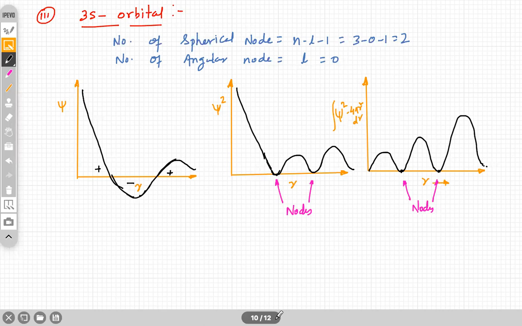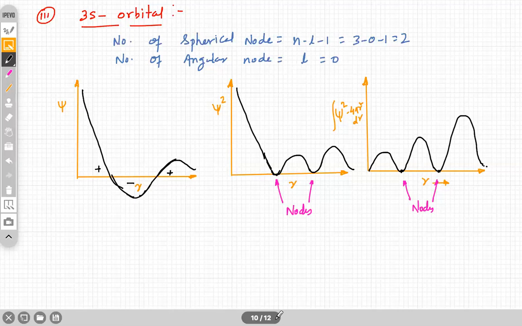What is the nodal plane for S orbital? Which S orbital you are talking about? It can be anything, 1s, 2s, 3s. Dx square minus y square has two nodes. One nodal plane is directly coming towards the observer, you can imagine, perpendicular to the plane of dx square minus y square. And the other one is horizontal to us, bisecting the XY axis, horizontal and perpendicular, you can imagine.